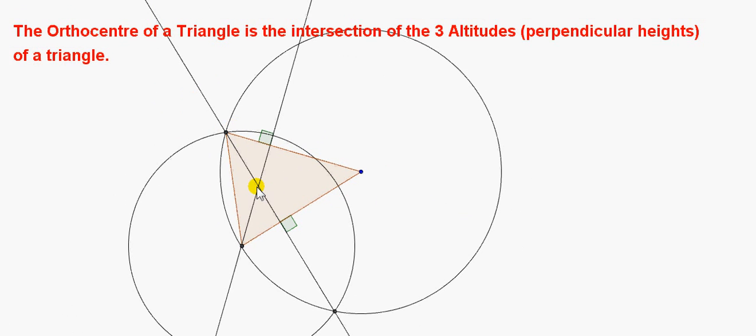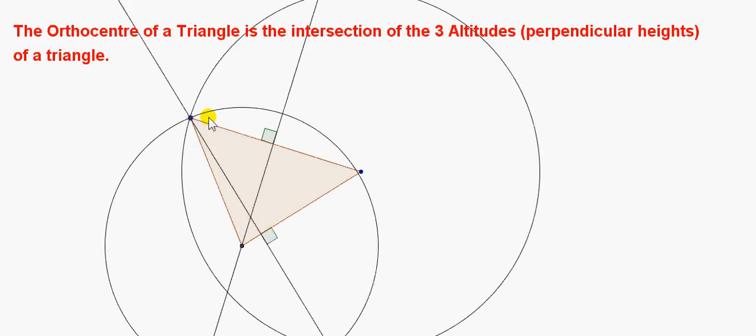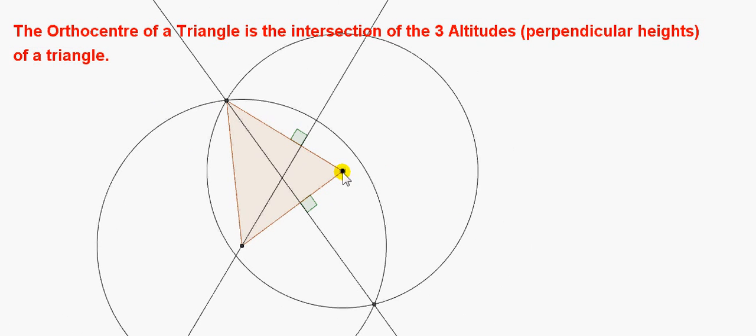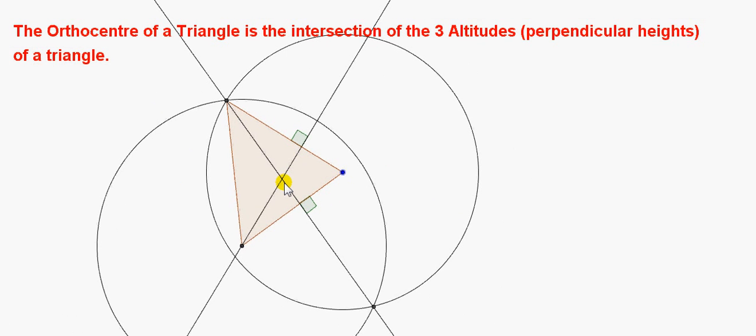The intersection of the two altitudes is called the orthocentre. We don't need to draw in the third one because it's a fact that the three altitudes are concurrent. They intersect at one point. I'll just draw it in anyway.